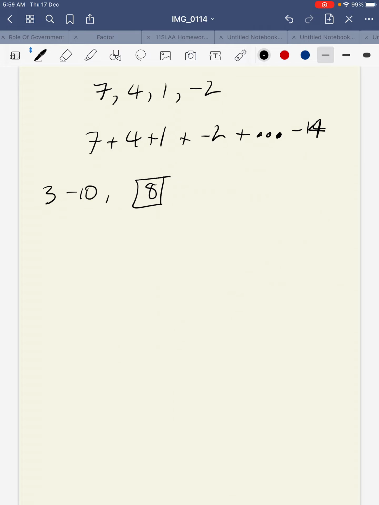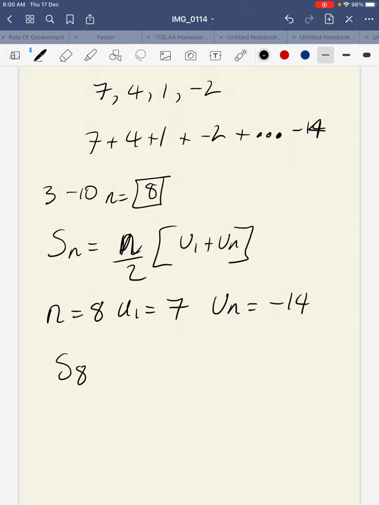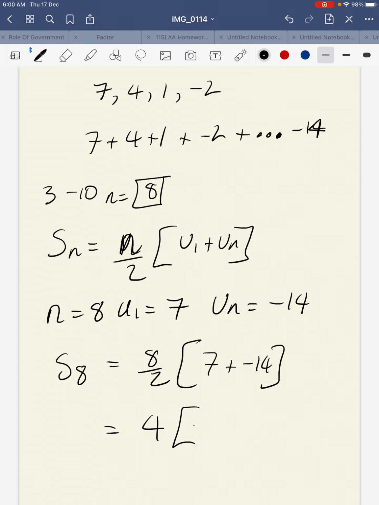These are 8 terms. So we do S of n equals n over 2, and I'm going to use the other formula, (u1 plus un). Remember, these are given in the formula book, but it's really useful if you have them to hand. And for this series, n equals 8, u of 1 this time is 7, and u of n equals negative 14. So let's substitute those in. That's 4 into (7 plus negative 14), and this is 4 into negative 7, this is negative 28.